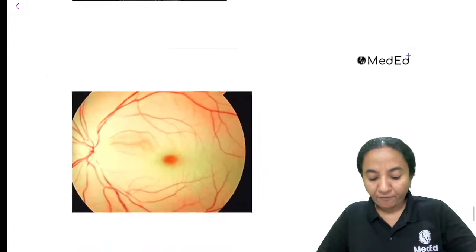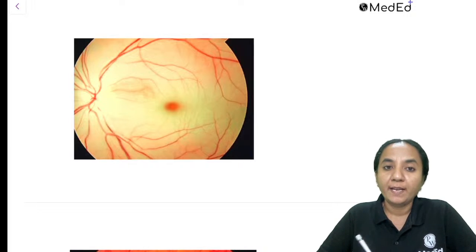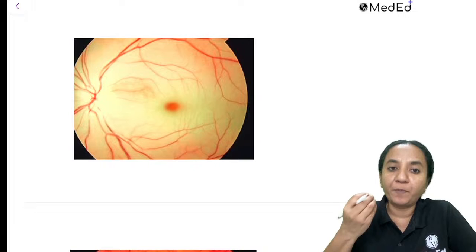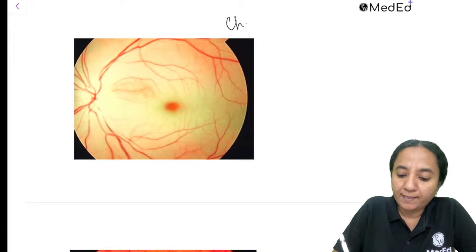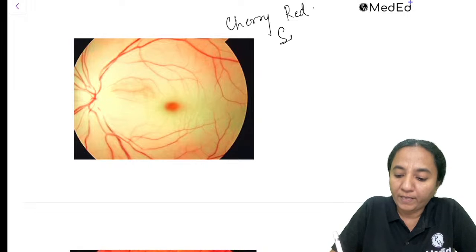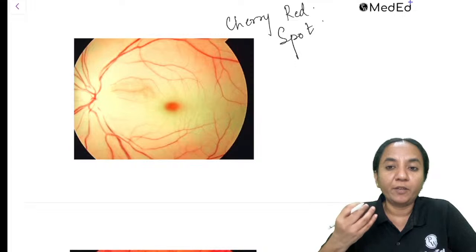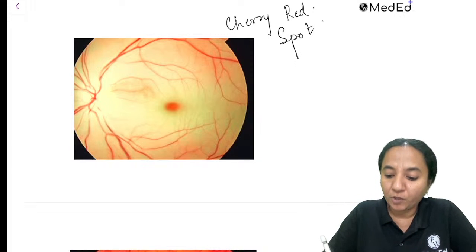Right? Next, very important image. See, the whole retina appears to be pale and only the fovea appears to be bright. So this is typically cherry red spot. This is something that you must know. It has come many times. Whole retina appears to be pale, only the fovea appears to be bright red. This is cherry red spot.